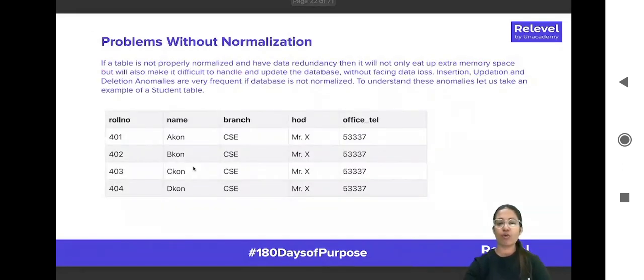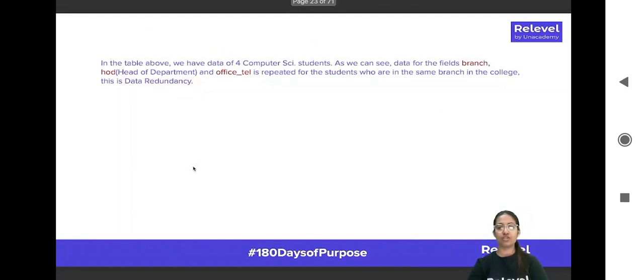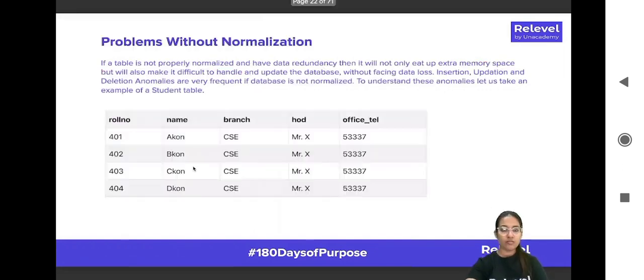Here you can see there are 4 computer science students because all of them belong to the same branch. Now as we can see, data for the fields branch, HOD and office telephone number is repeated for all the students because all of them are in the same branch in the college, correct? Here, storing the name and the roll number is fine. But the problem is that branch, HOD and office telephone number is the same for all the students, because if all the students belong to a particular branch, their HOD will be the same, right? The office telephone number to contact the branch is going to be the same too, correct?